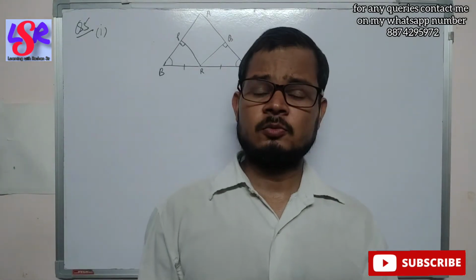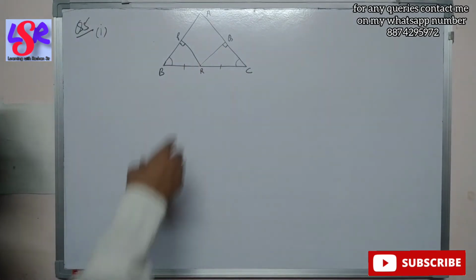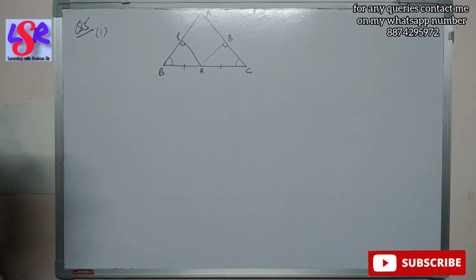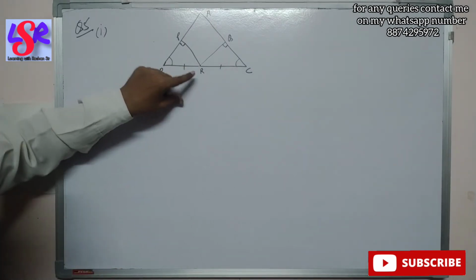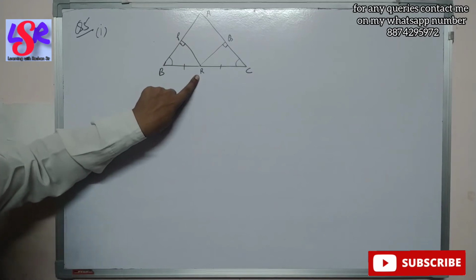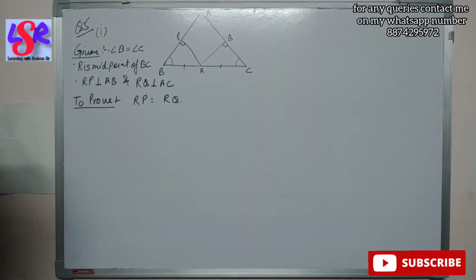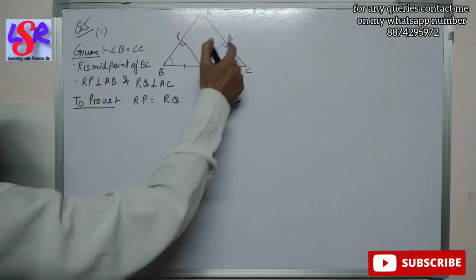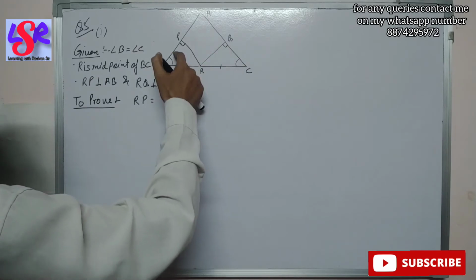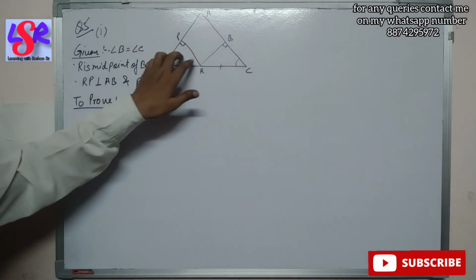Now let's move to question number 5, first part. Here in this one we have been given a triangle ABC in which angle B equals angle C, and we have to prove the perpendiculars from the midpoint of BC, that is point R, to the sides AB and AC are equal. So here in this triangle we have been given angle B equals angle C, R is the midpoint of BC, and RP and RQ are perpendicular to AB and AC respectively. And we have to prove this RP equals RQ.